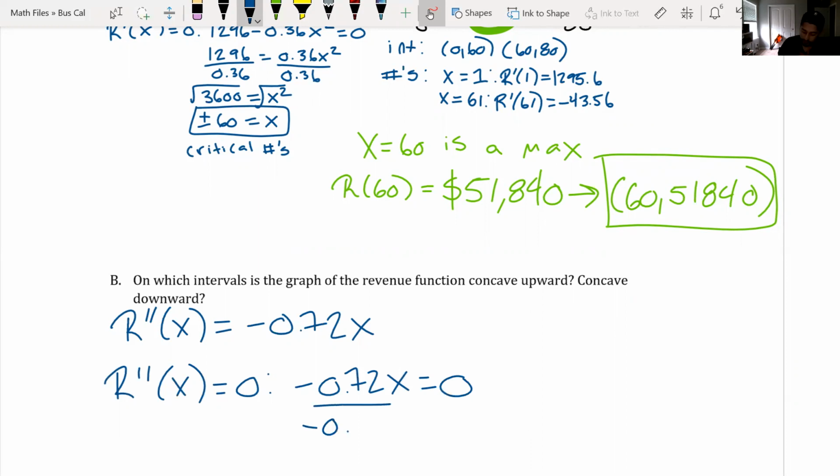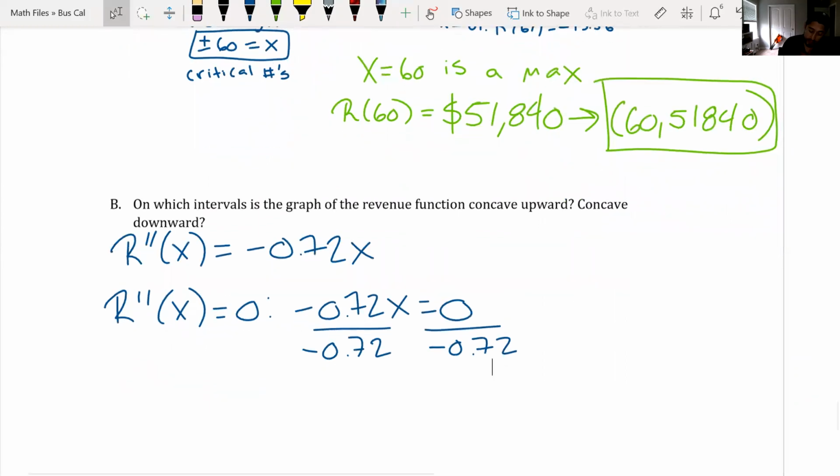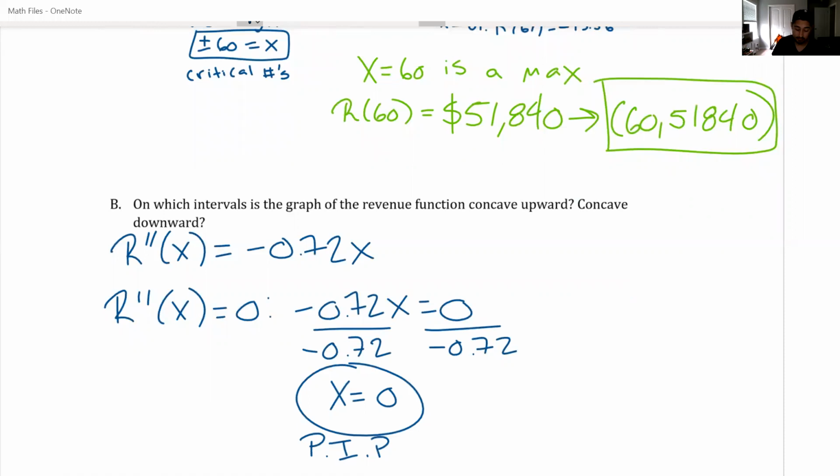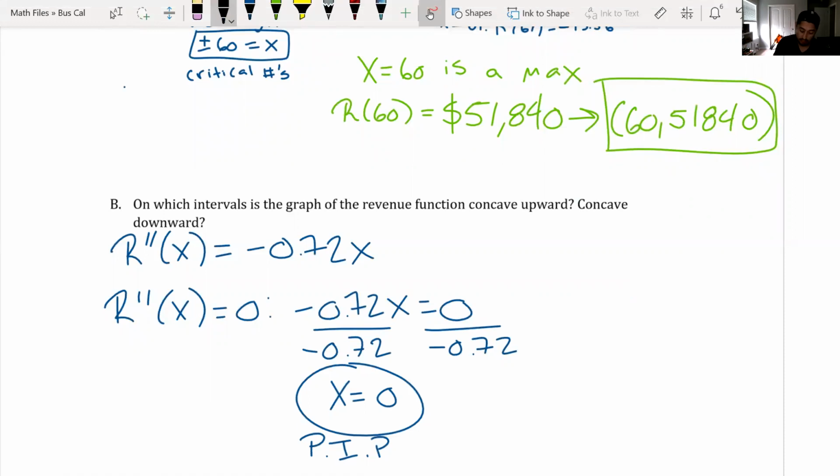divide by negative 0.72, negative 0.72, and x equals 0. This is my possible inflection point, the PIP. Now, make your sign chart. Again, we will use the same interval above. 0 to 80.